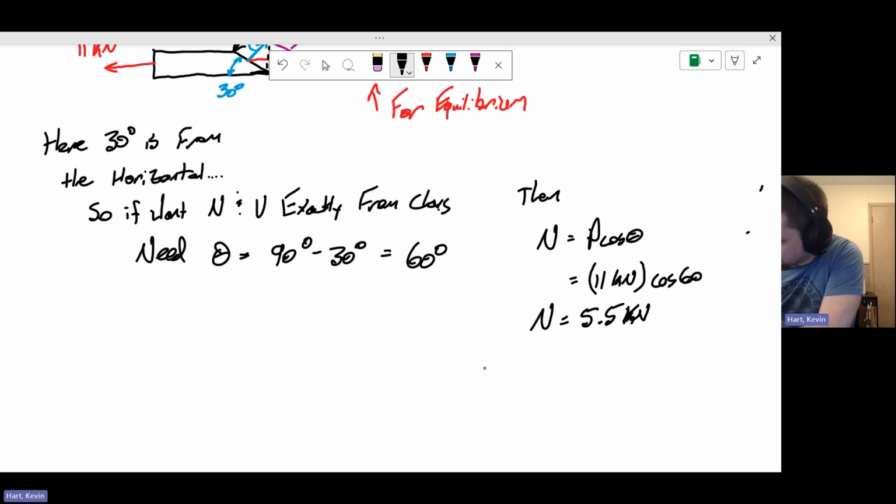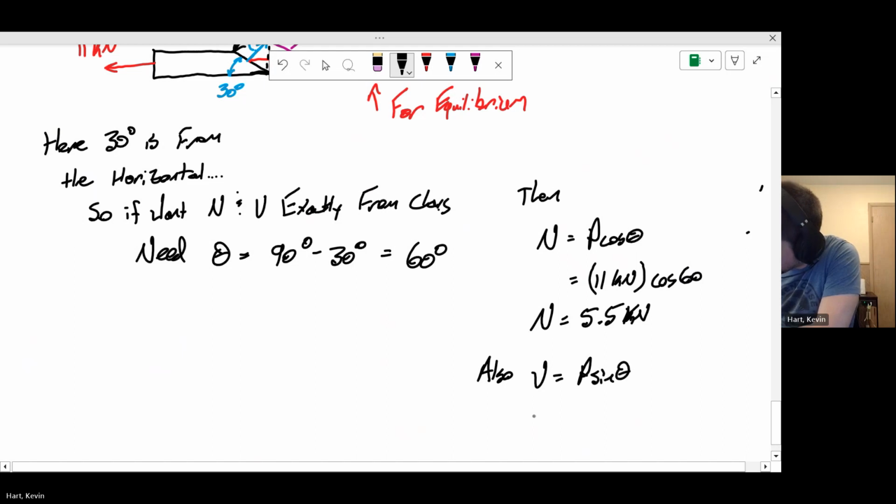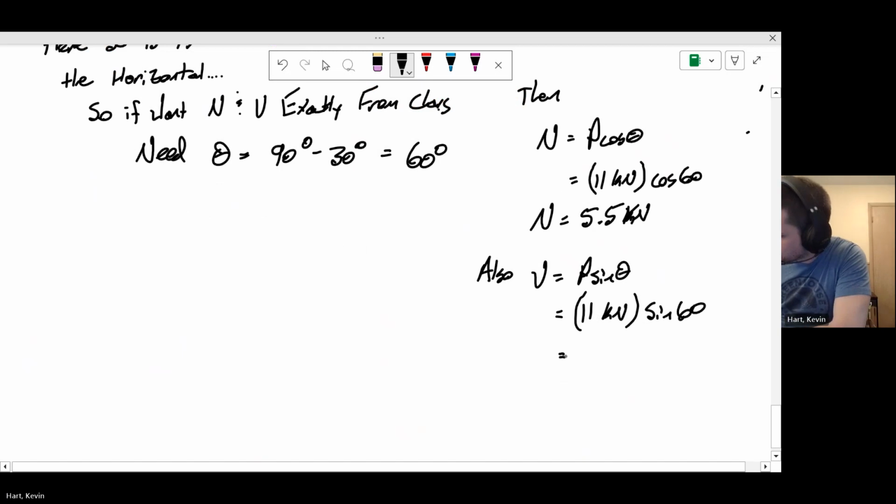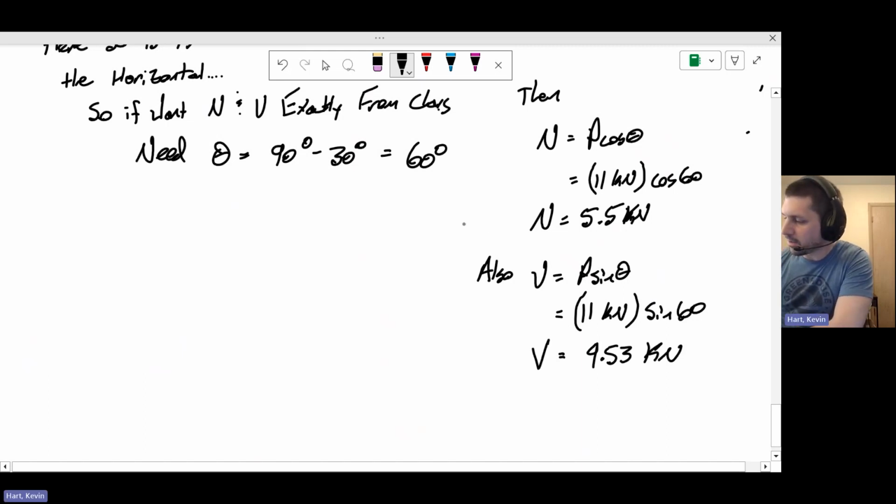Could do the same thing with the shear. Our shear force is P sine theta. Here's 11 kilonewtons times sine. Sorry, not 30, 60 degrees, because we're using the modified angle theta. And punch this in your calculator, 9.53 kilonewtons. Okay. So these are the values of the normal force and the shear force.